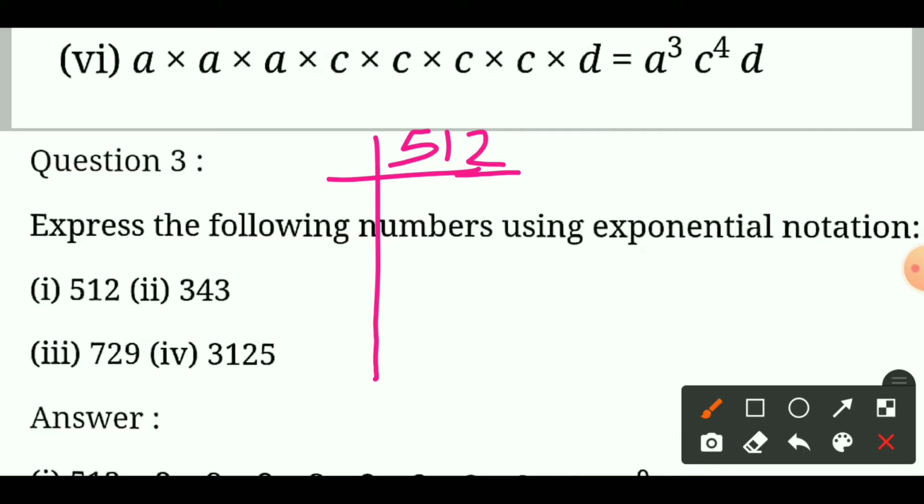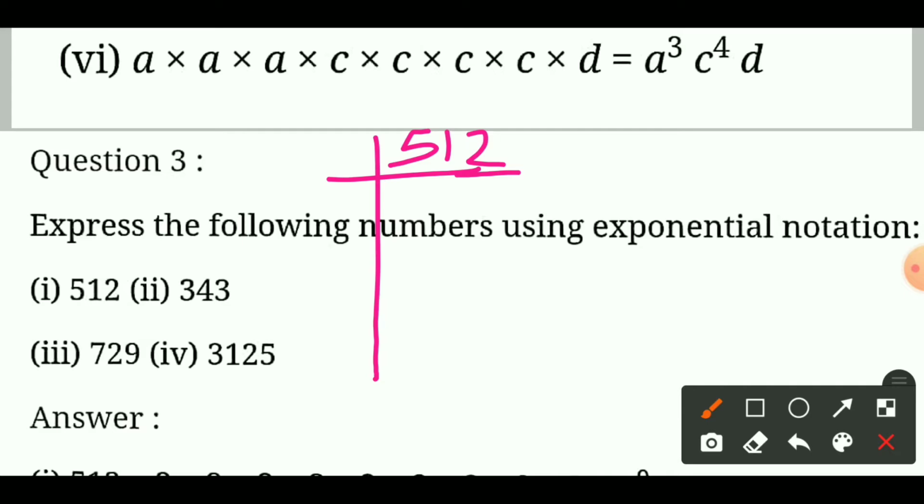29, 31, 37, 41, 43, 47, 53, 59, 61, 67, 73, 79, 83, 89, then 97. These are the prime numbers.